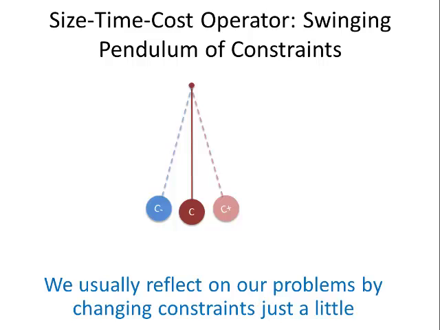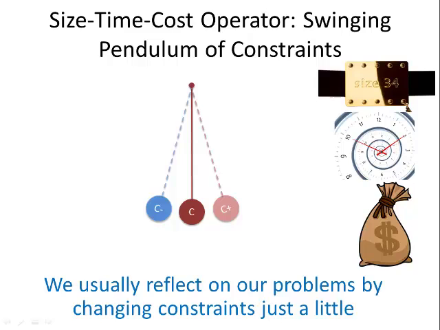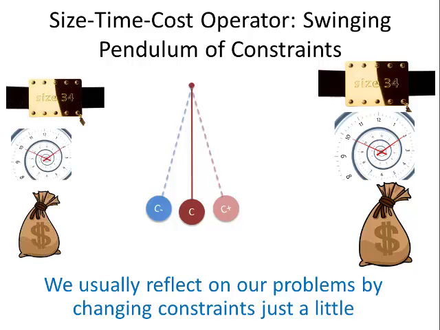Similarly, when a budget of $1 million is given, we may think of saving 10 to 15% of it, but are unlikely to consider developing the product for a cost of, say, $1,000 instead. In other words, a swing of constraints we usually consider is small. We do not travel far from the constraints that have been originally given to us.